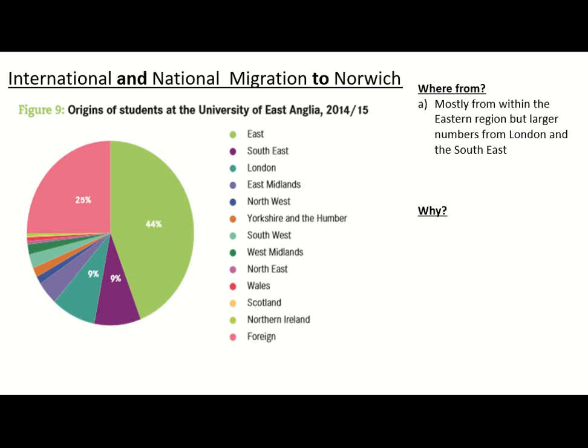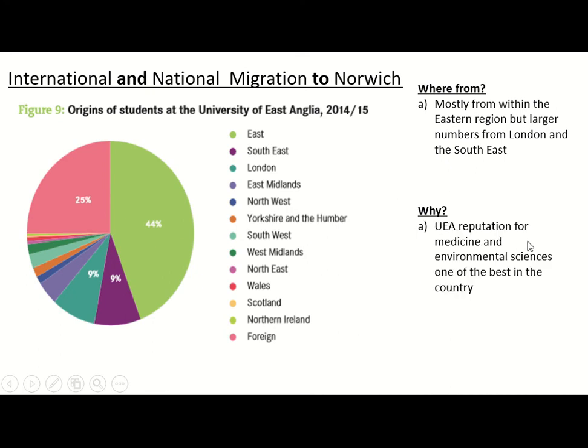And then the second and third most UK-based migrants to Norwich, so these two areas, are the southeast and London. So all of these areas, which make up about 68% of the UEA students population, are close by to Norwich. They're near to East Anglia if they're not in East Anglia.